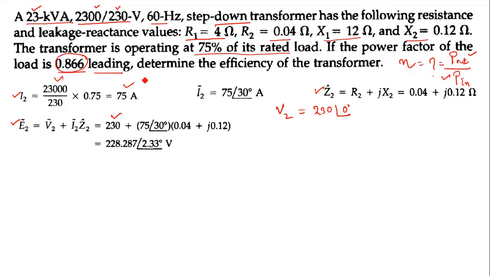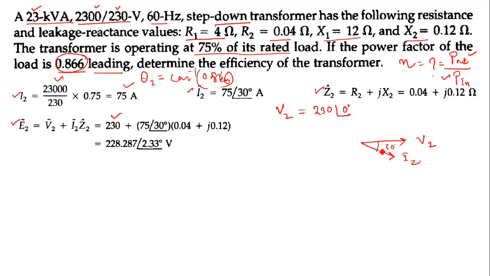So I can find the load angle, right? Theta 2 will be cos inverse of 0.866. So that will give me 30 degrees. Therefore I can write I2 is lagging V2 by 30 degrees, the terminal voltage. If I write V2 as the reference phasor, then I2 will be lagging by 30 degrees.